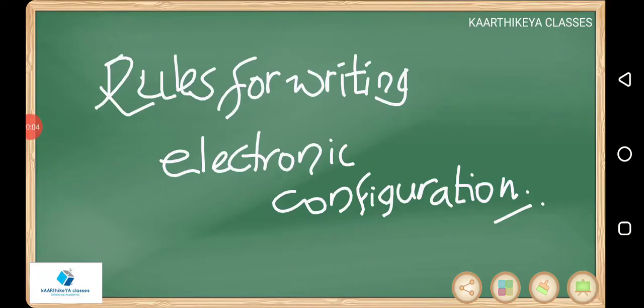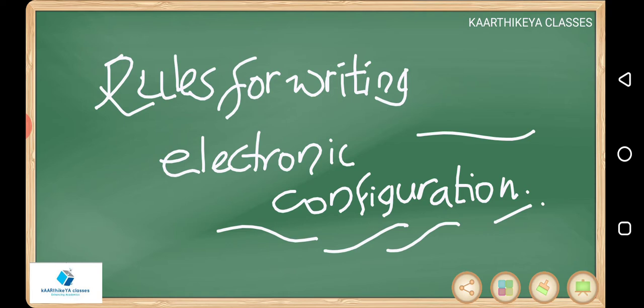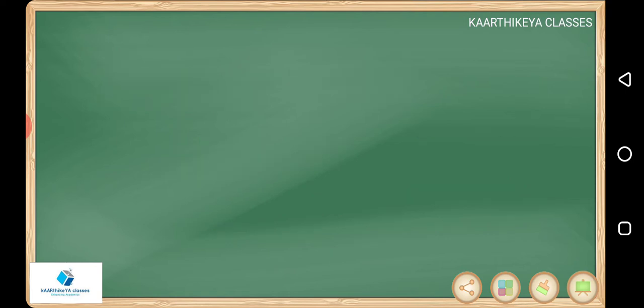In this session, we'll discuss the rules for writing electronic configuration. Electronic configuration means the systematic arrangement of electrons in the atom. The systematic arrangement of electrons in the atom is called electronic configuration. What is the meaning of systematic arrangement?